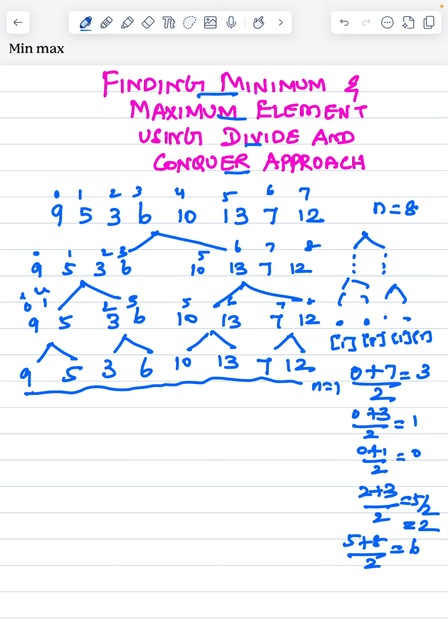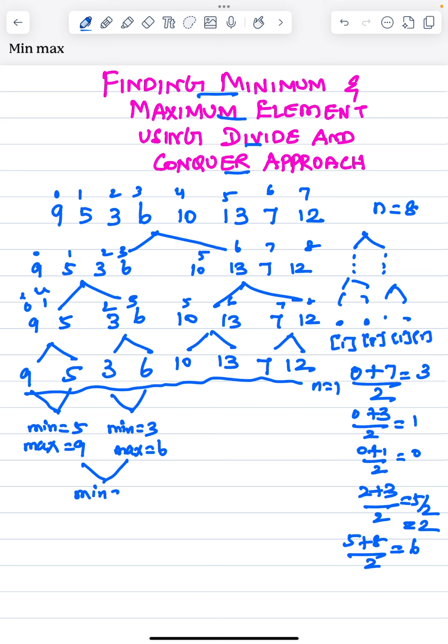Let us do it for this, comparing 9 and 5. What is the min? Min is 5, max is 9. Comparing 3 and 6, min is 3, max is 6. Now what you have to do? Just compare this and this. Now min is 3, max is 9.